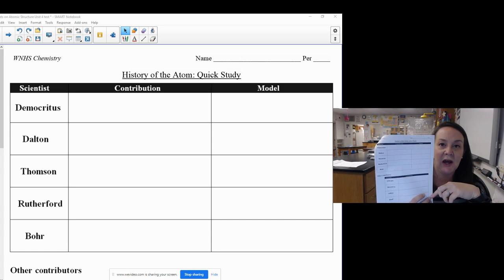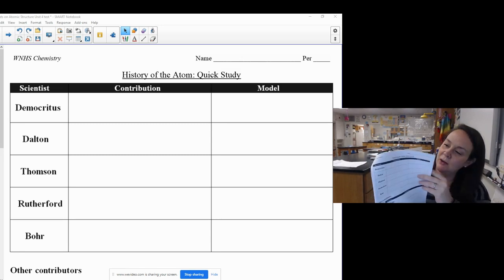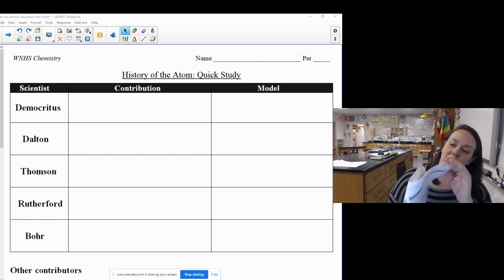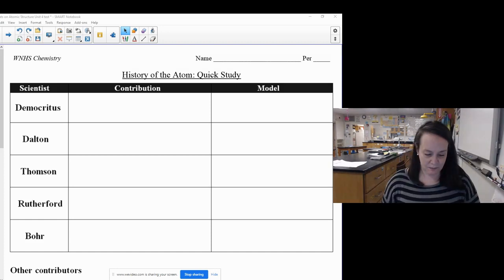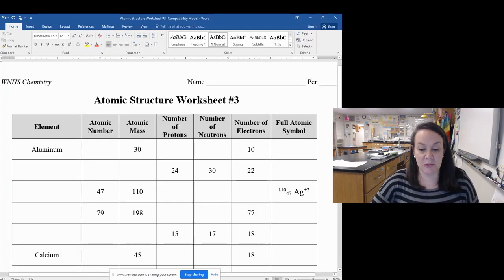The other thing that we did was we spent a little bit of time working on worksheet number 3. I'm not sure where that is in here. If you wanted to do that, there's atomic structure worksheet number 3. And then last but not least, it was from the very beginning, so there's another atomic structure worksheet number 3. If you want to practice, this will be on your test on Friday.